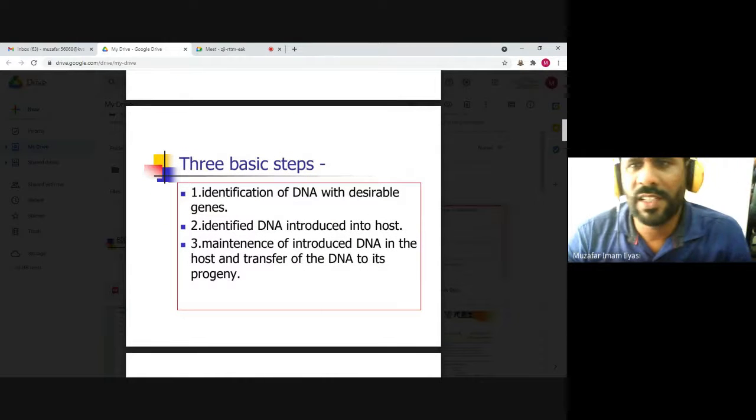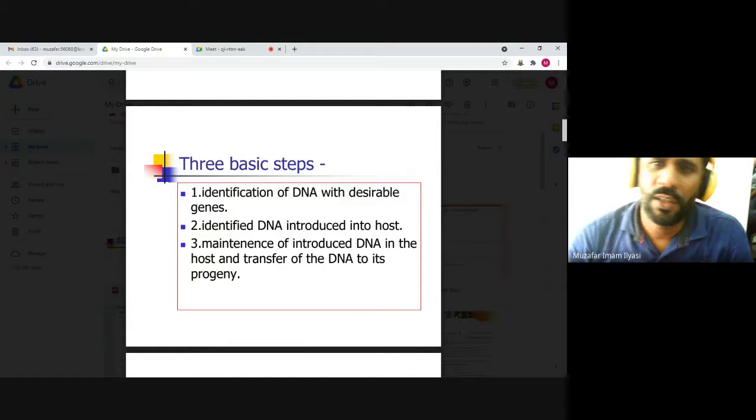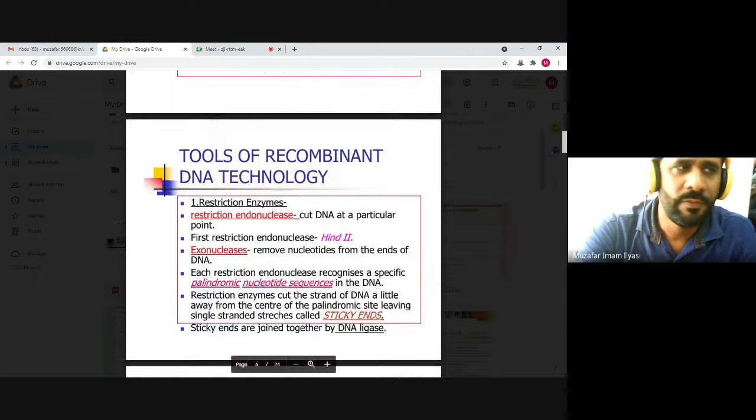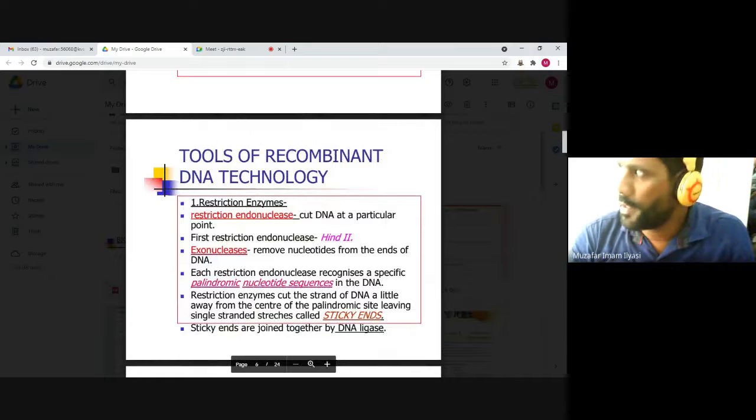There are three basic steps for cloning. First one is identification of DNA with desirable genes. Second, the identified DNA is introduced into hosts. And the third, maintenance of the introduced DNA in the host and transfer of the DNA to its progeny. Another important point is tools of recombinant DNA technology. Restriction enzymes first. What is the use of restriction enzymes?